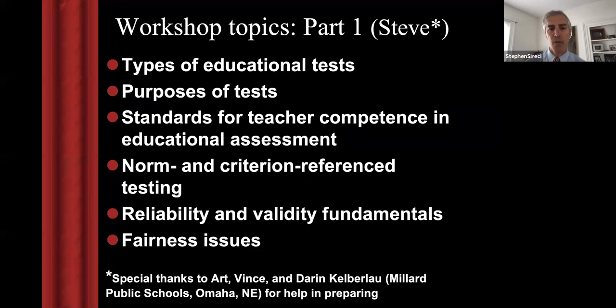Two things that I think are real important. One is norm reference and criterion reference testing. If people don't understand the difference between those, and they're very often confused, it can create some problems. And then also just some fundamentals about reliability and validity. If we have some time, we'll also talk about some fairness issues. And I just want to thank Art, Vince, and Darren for helping me decide what these topics would be.